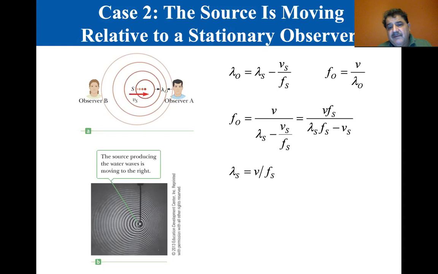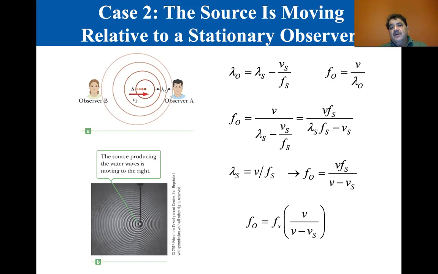So lambda of the source is equal to v divided by the frequency of the source. The frequency of the observer is equal to v fs divided by v minus v of the source. So the f of the observer is equal to the frequency of the source times v over v minus vs.